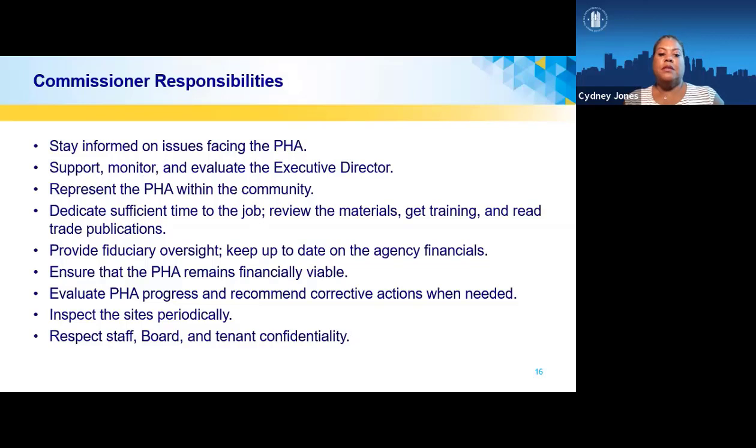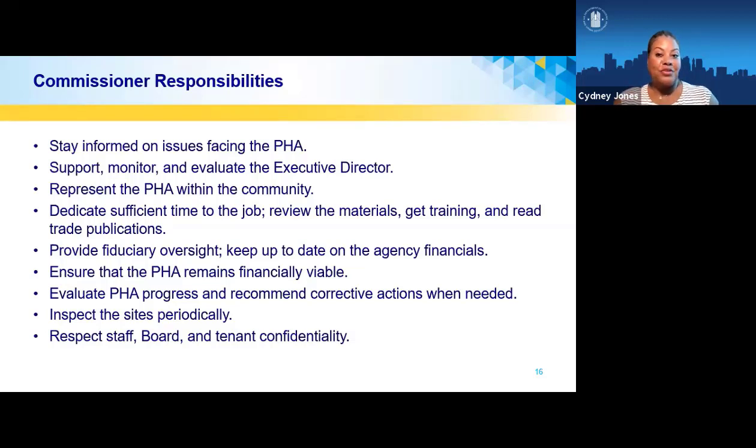So some other responsibilities of the commissioner is to stay informed on the issues facing the housing authority. So review your board packets closely each week and make sure you understand the material that's being presented. And if not, ask questions. The only bad question is the one that never gets asked. So make sure that the executive director shares the state of things in his or her monthly report and make sure that it makes sense with the financials that you're seeing. The rumors you're hearing and the resolutions you have before you should all be aligned, right? And if they're not, ask questions.